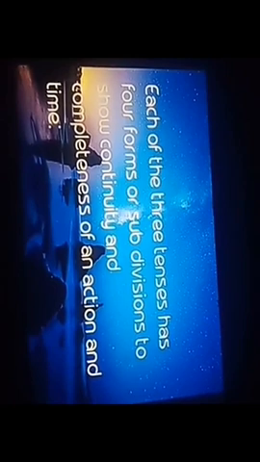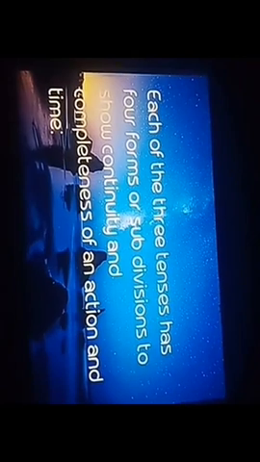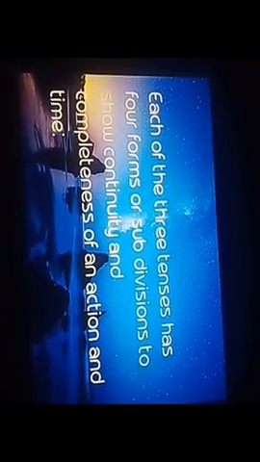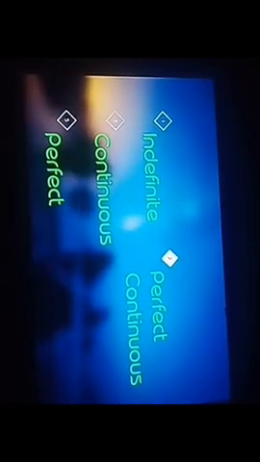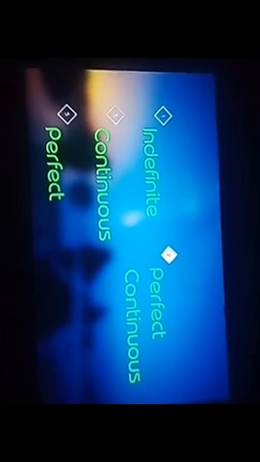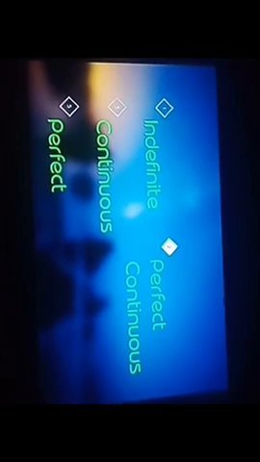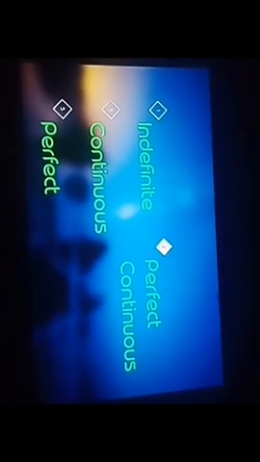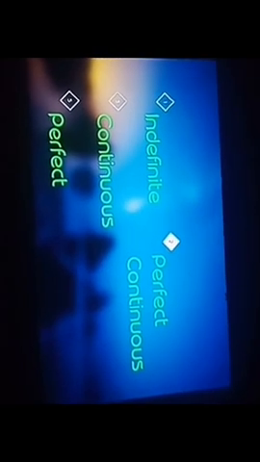Children, each of these tenses has 4 forms. You can say subdivisions, to show the continuity and completeness of an action and time. All the 3 tenses have their indefinite, which is called simple, continuous, called imperfect tense, then perfect tense, and then perfect continuous. Right, we have a table of tenses.